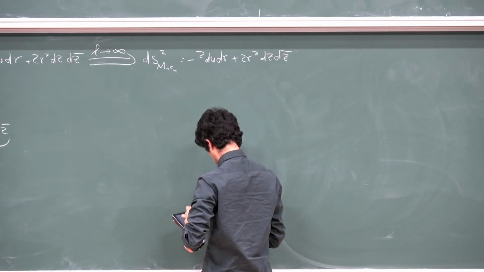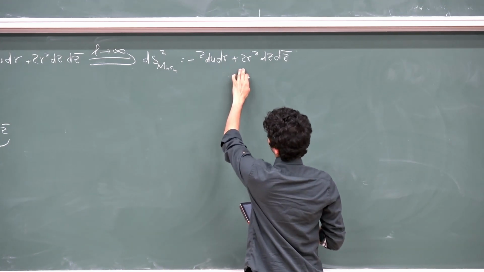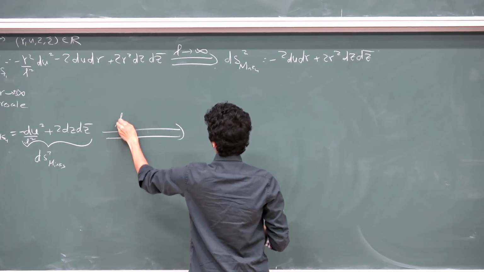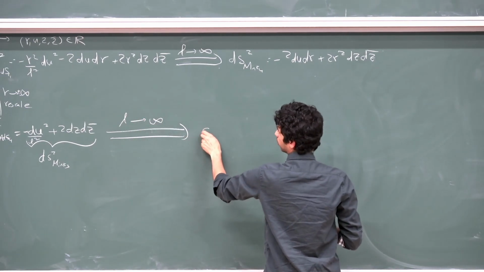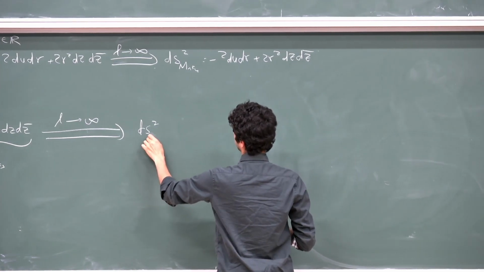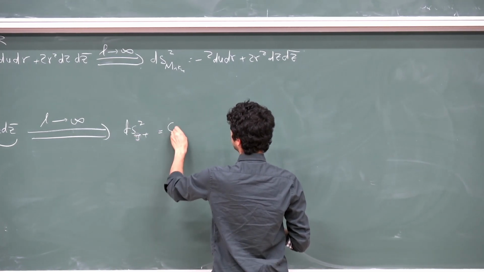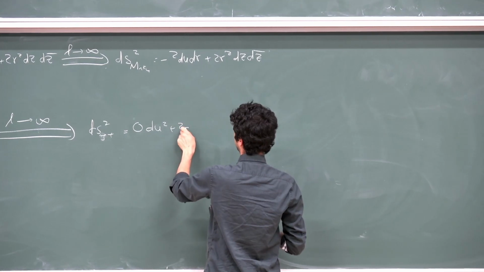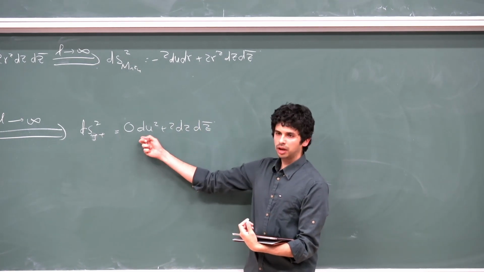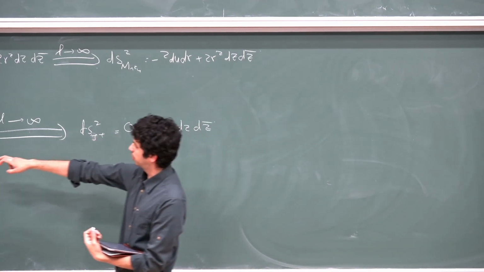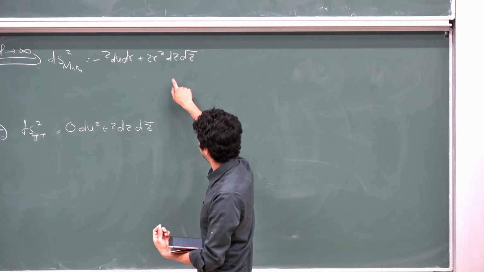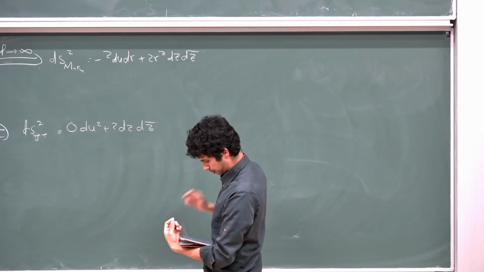And finally, you can either go to the boundary here, or you can take the flat limit here. And what you recover is the metric at Scry. So this is 0 du square plus 2 dz dz bar. So there's a null direction here. The metric is degenerate because I'm taking L to infinity. And the same thing happens if you go to the boundary here.